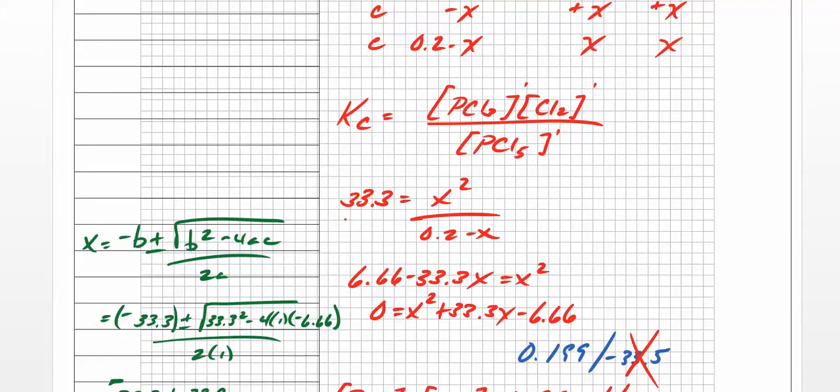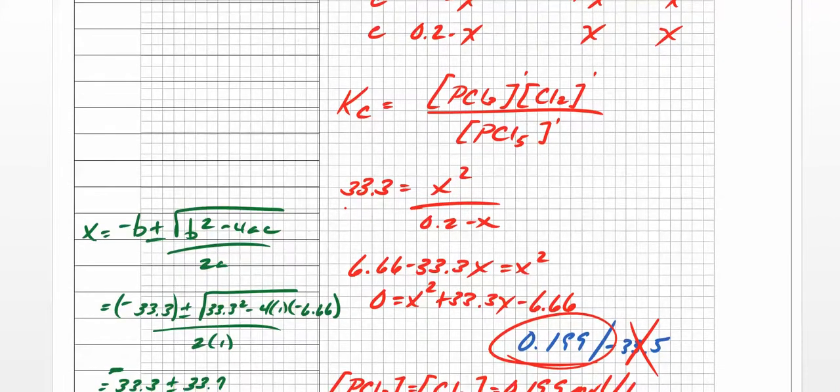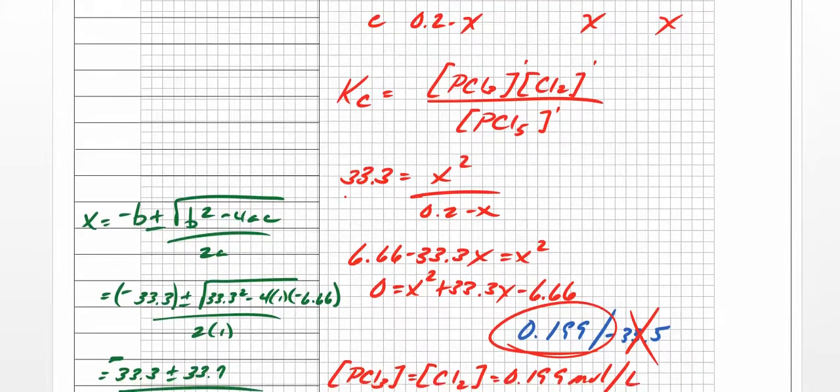So either one of them will be negative, in which case you'll throw it out, or one of them just won't make sense. Okay, so you'll know to throw that one out as well. So this is our answer right here, 0.199 is X, right?